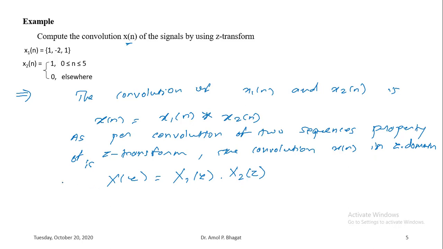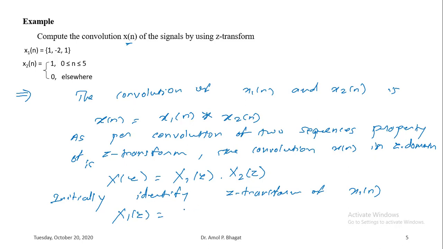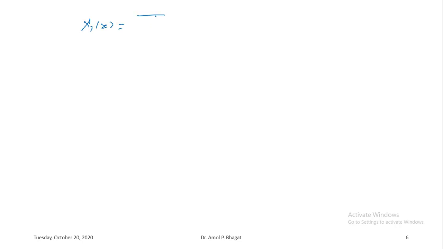Let's initially identify the z transform of x1 of n. It will be represented as X1 of z, and the formula will be summation n equals minus infinity to infinity x1 of n into z to the power minus n. Here origin is not given, so you can consider the first sample as the origin sample. So this sequence is starting from n equals 0, next value will be 1, next will be 2, so it is starting at n equals 0 and ending at n equals 2. So here you can modify the summation limits for X1 of z as summation n equals 0 to 2 x1 of n into z to the power minus n.